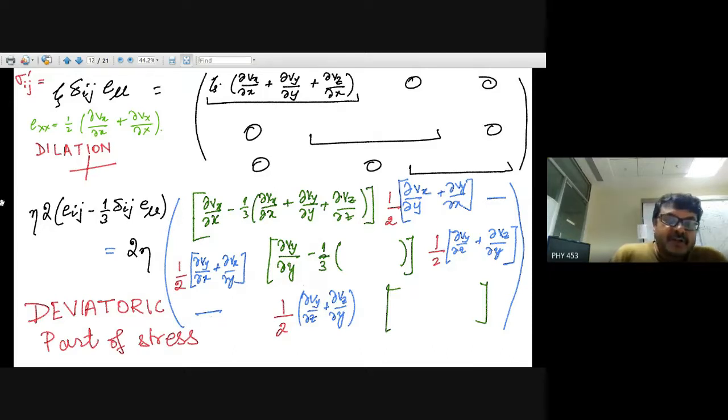So the deviatoric part of the stress tensor would look like this. You have a 2 eta sitting outside. You have del vx del x minus 1/3 divergence v. And here you have del vy del y minus 1/3 divergence v, right? And here you would have del vz del z minus 1/3 divergence of v.